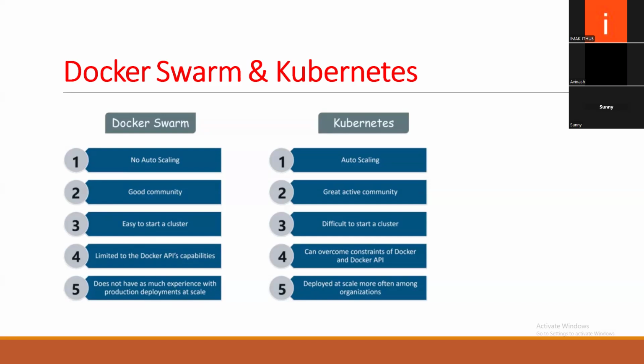Docker Swarm and Kubernetes are both the same, but why are people not using Docker Swarm? Why are people mostly preferring Kubernetes? Because Docker Swarm has no auto scaling. We need that capability, right? If the traffic decreases, we need to scale down. If the traffic increases, we need to scale up. Only then will our website sustain, right?